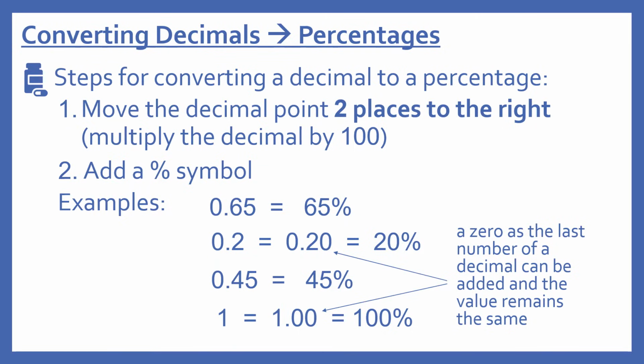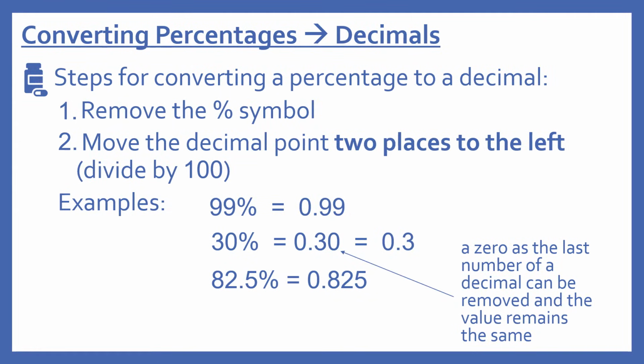0.2 would be 0.20. Remember, I've mentioned before that a 0 at the end of a decimal can be added and the value remains the same, which in this case we need to do to make it a percentage. And then we add our percent sign, so that would be 20%. 0.45, move our decimal 2 places to the right, and then add the percent sign, it's 45%. And the number 1, if we move our decimal 2 places, we can put our zeros on there. 1.00, that's the same as 1. So 1 equals 100%.